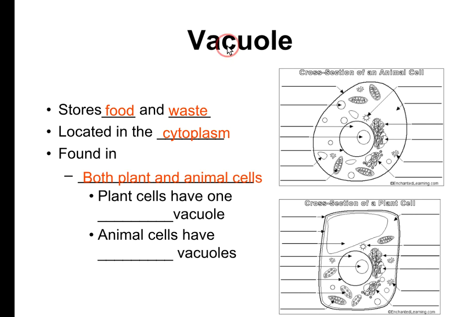But plant cells have one large vacuole. And you've seen that large vacuole work if you've ever noticed a plant that's wilted and somebody gives it water and then it kind of perks back up and stands back up. That's the vacuole getting filled back up with water. And animal cells have many small vacuoles.